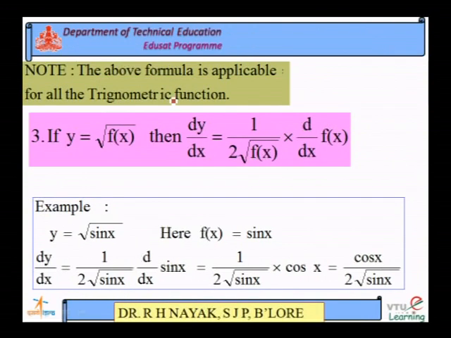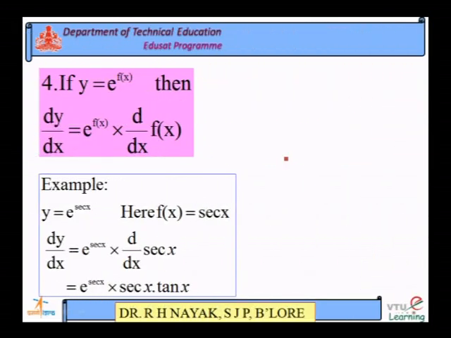Then the third one, a root function. What is the derivative of root x? It is 1 by 2 root x. According to that, the differentiation of root of function is 1 by 2 root of function into d by dx of function. I have given examples also in the last class. I am showing the standard forms only. Based on that, we will work out more problems.